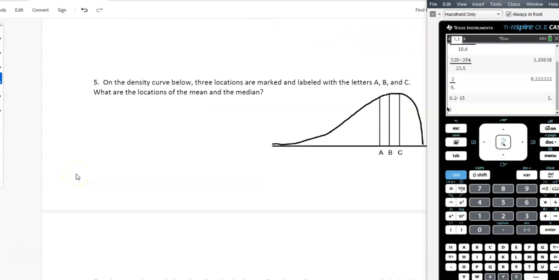Density curve below, so what are they? So I'll say C can't be the median because if you look, half the data is not to the right and left of that one. It's probably the mode. So I would say that the C is the mode. B, however, does look like about half is over here and about half is to the left of that. So it looks pretty equal to me, or at least could be equal.